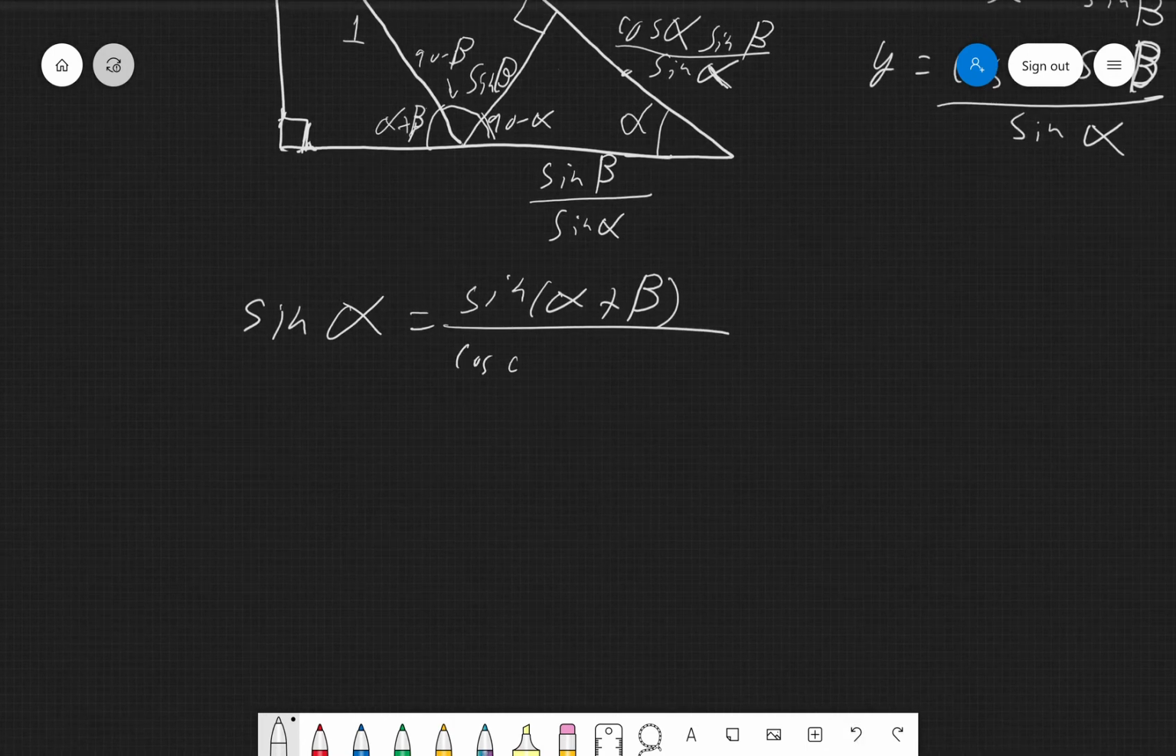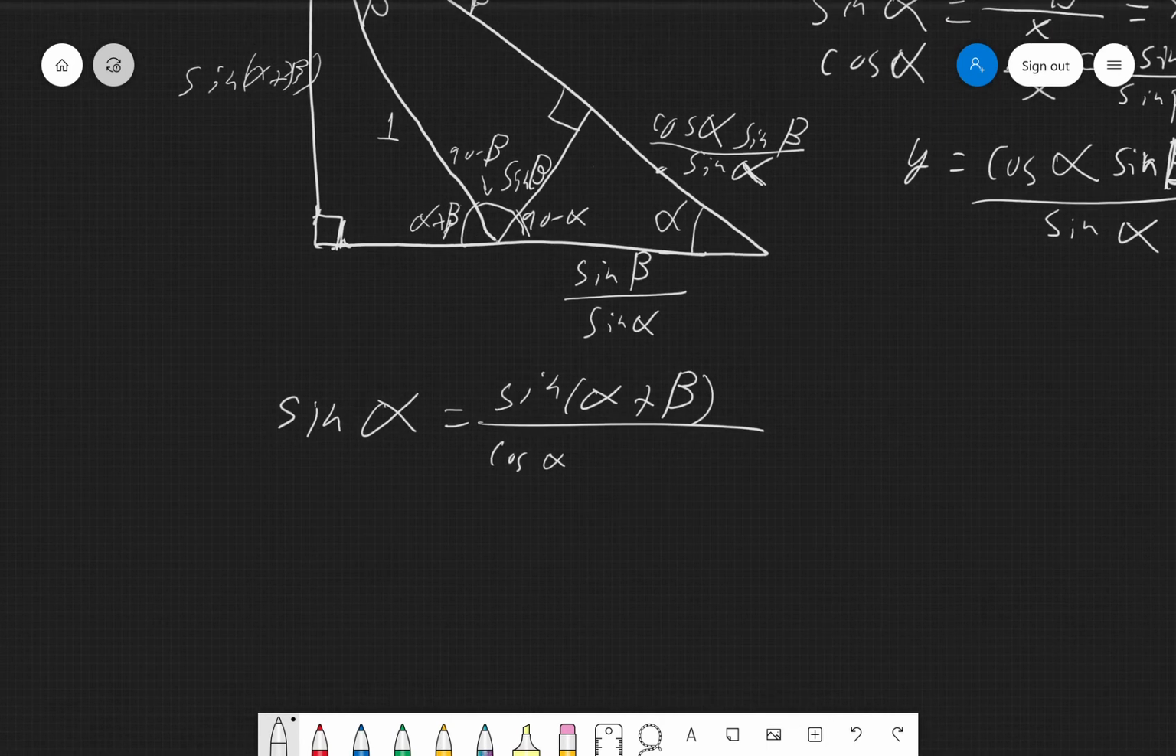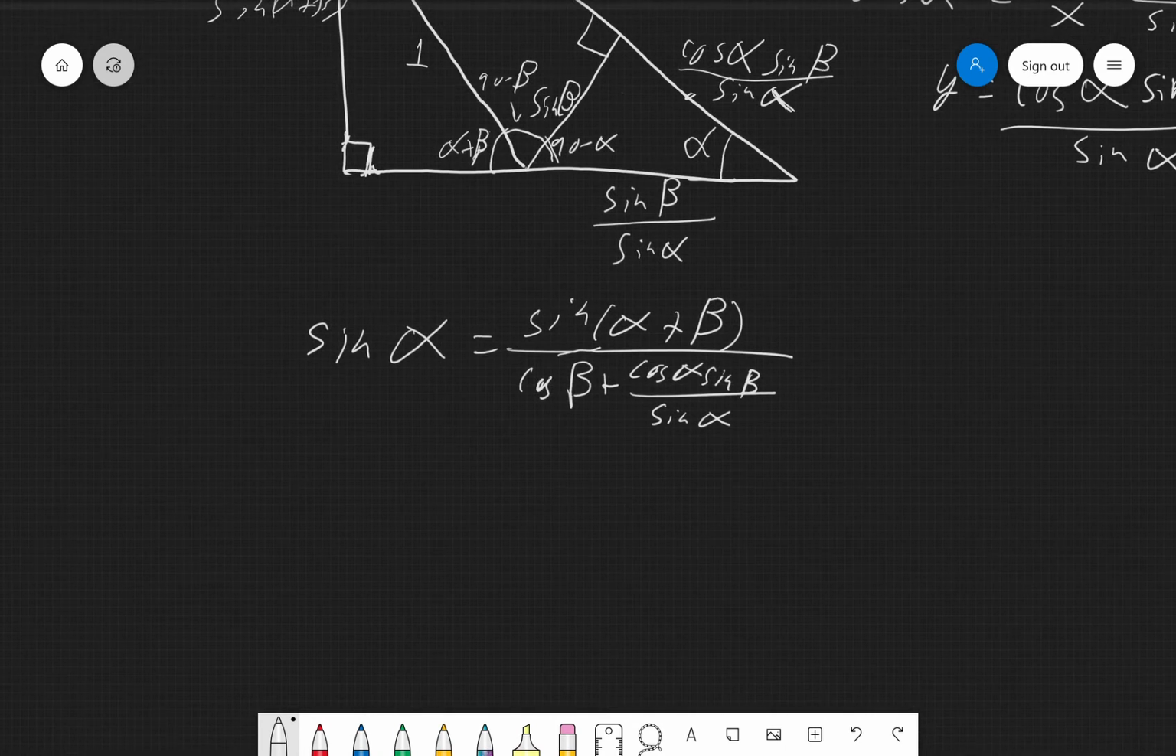So cosine of alpha, right? No, cosine of beta. Okay. Cosine of beta plus cosine of alpha, sine of beta over sine of alpha. Now we're looking for sine of alpha plus beta, not sine of alpha. So we multiply by this on both sides, and we're going to get the equation for sine of alpha plus beta.